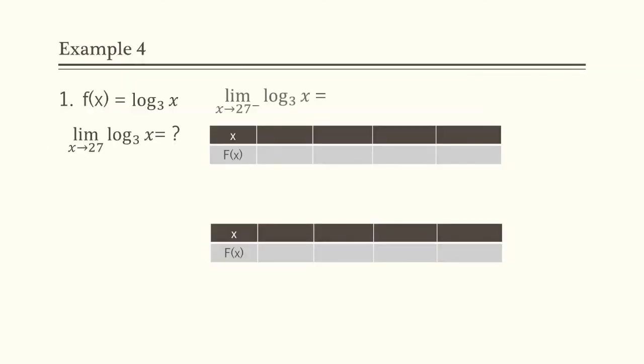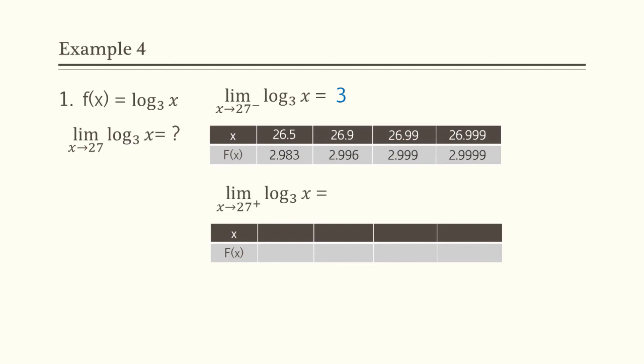Example 4, finding limits using table of values in logarithmic function. Suppose we have to find the limit of logarithm of x base 3 as x approaches 27. Again, we just have to repeat what we have done earlier. The first x values that I've used are 26.5, 26.9, 26.99, and 26.999 with the corresponding y output values of 2.983, 2.996, 2.999, and 2.9999. From this data, we can say that the limit of the function is 3.